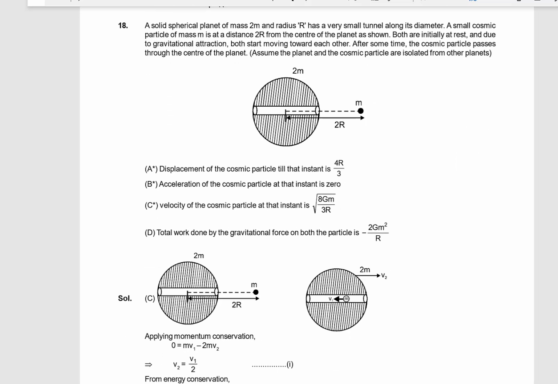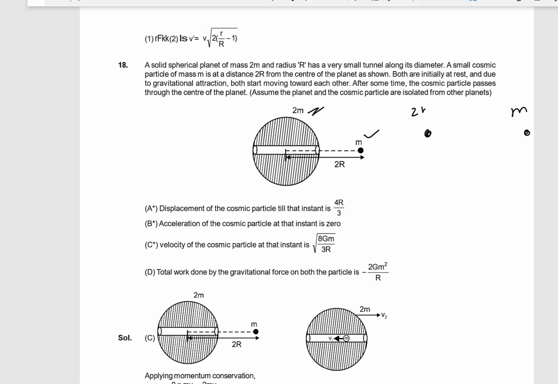Here we have a solid spherical planet whose mass is 2m, and another particle whose mass is m. That solid planet has a very thin cylindrical region where a hole is made. Both bodies are released, and both attract each other. If both masses were m, both would have moved an equal distance, right? Clearly, what will happen here? Take it 2m, we can take it at its center, and m we have here.